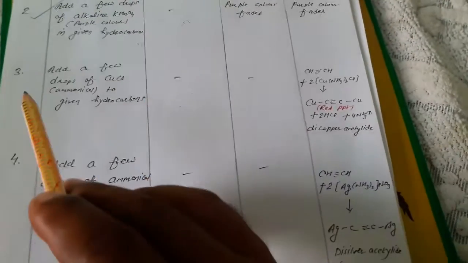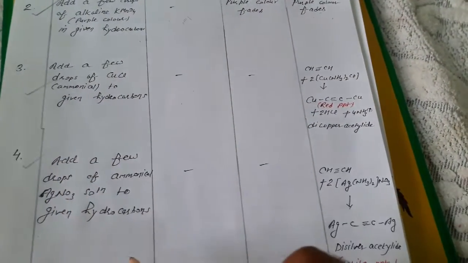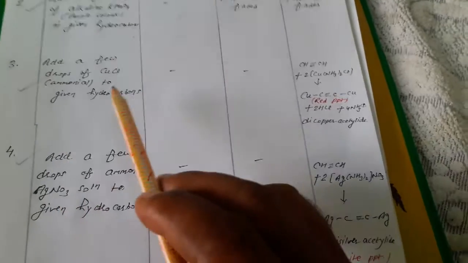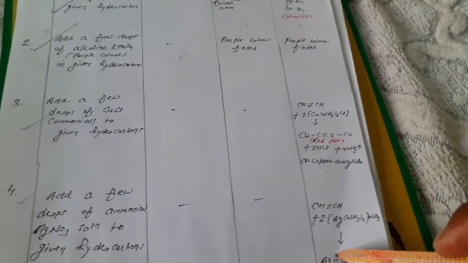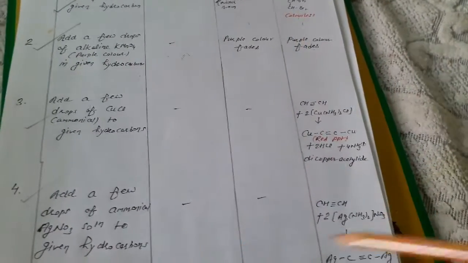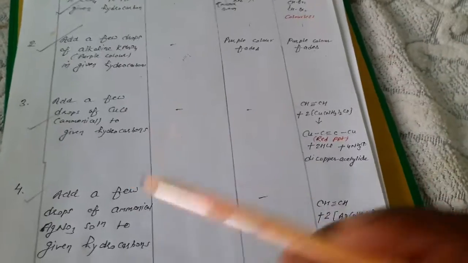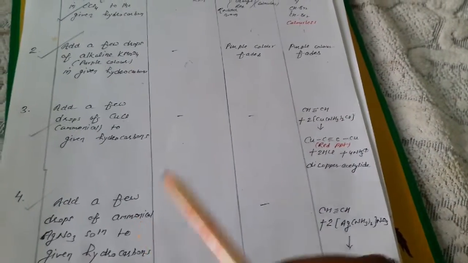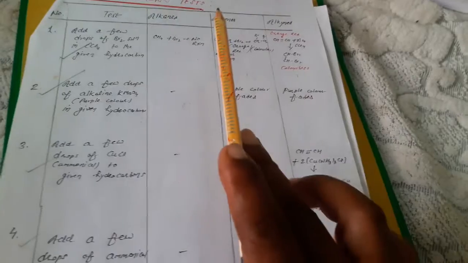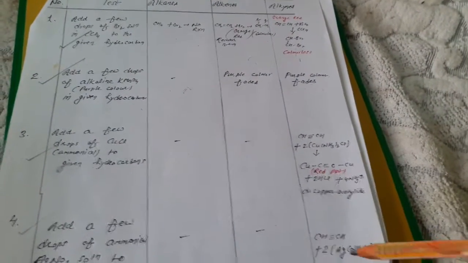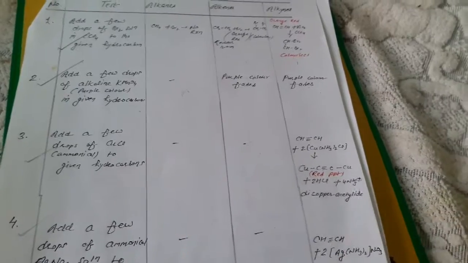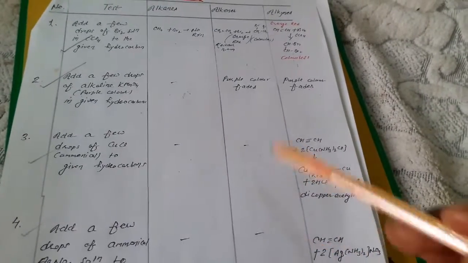So we can see finally these third and fourth tests, the ammoniacal silver nitrate test and the ammoniacal cuprous chloride test, are for acetylene gas. Okay, so you can take the distinction test. Which test do you have to take? For example, we have to distinguish, one is ethene and one is acetylene. So which test can we take? These last two tests we can take, because these tests are not given by ethene.